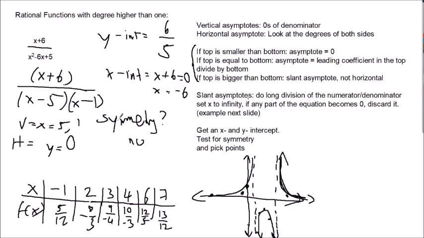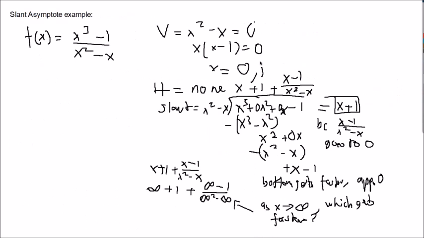I'll test all the points. I did all of this, and then this is the graph that I got, and this looks pretty okay. It looks like a good graph. Okay, this is our slant asymptote example.